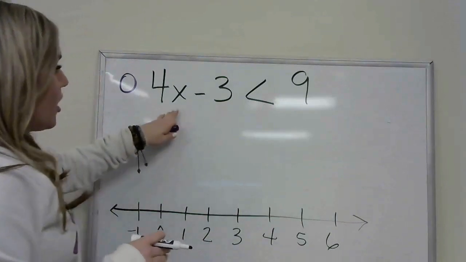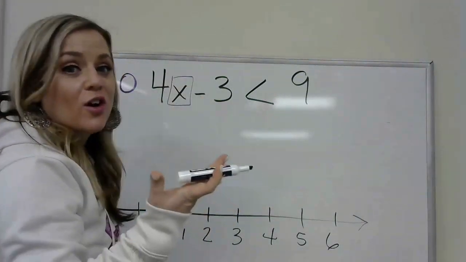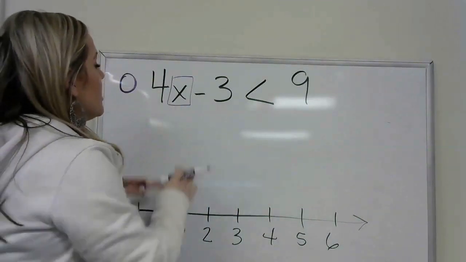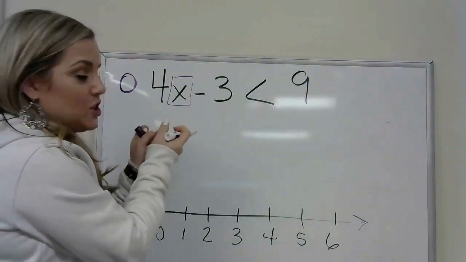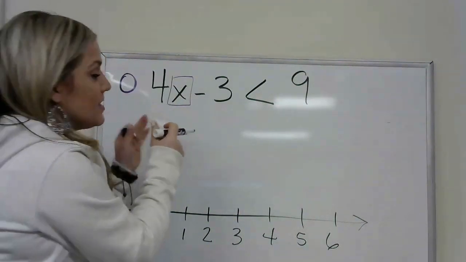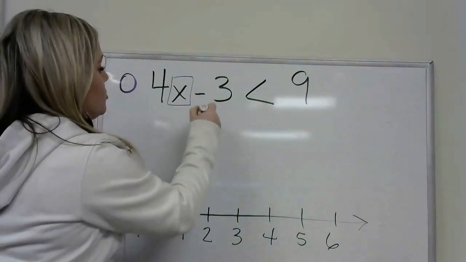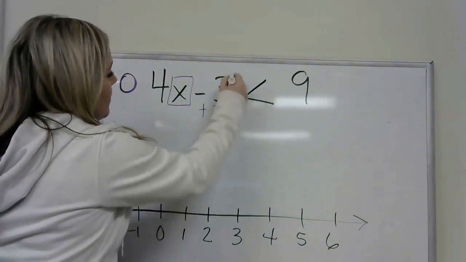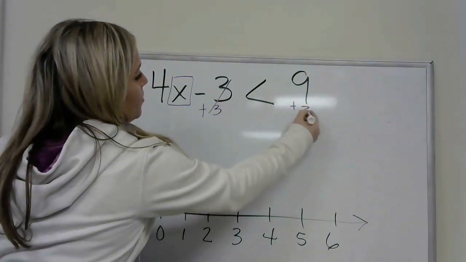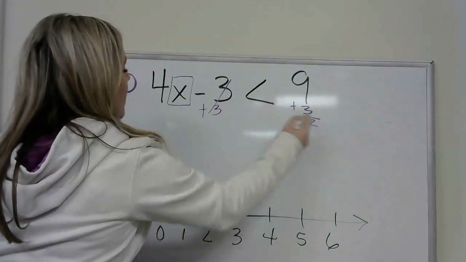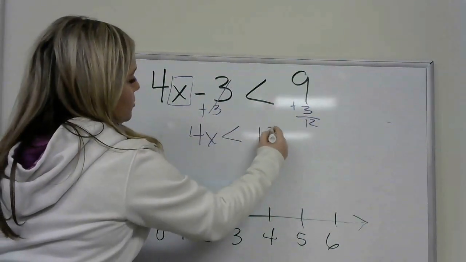All right, so our goal is to isolate x, right? That's our goal when we have a variable. So what I want to do is get rid of everything that's not immediately touching it. Well, the 4 is super touching that x, so I'm going to get rid of this 3. So I'm going to add 3 here, and by adding 3 here, I've got to come over here and add 3 here, which makes that 12. Okay, so now we have 4x is less than 12.